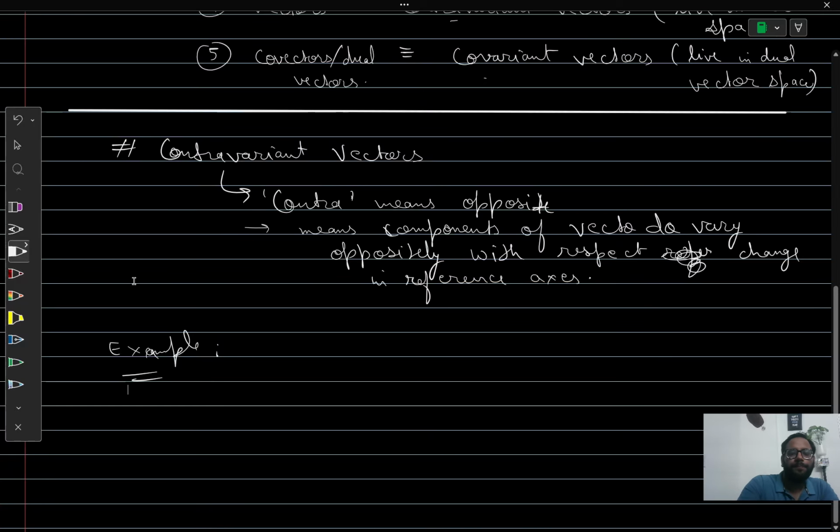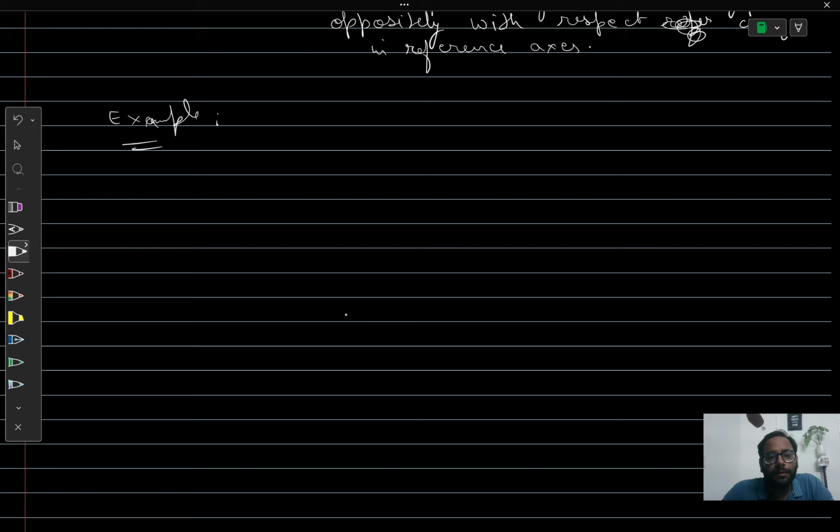Consider two frames. One is the normal frame, with i cap and j cap. Suppose this is the i cap direction, this is the j cap direction, and I have a vector here. Let's look at its components: it can be divided into four sections, again into four sections. So you can write this vector v as 4 units in i cap plus 4 units in j cap.